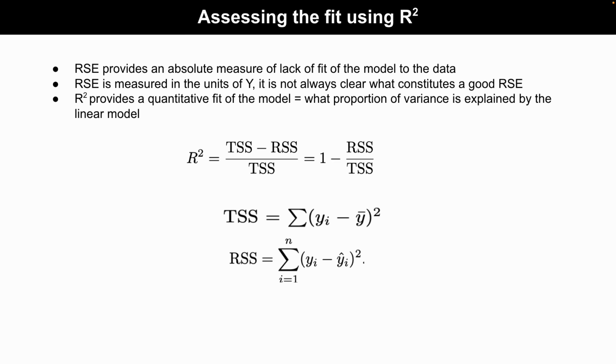If this value is 1, which essentially means your residual sum of squares is 0, it's an extremely perfect fit. Whereas if it is 0, which means your RSS by TSS is 1, your model is as good as a random fit line. It's not actually helping you explain any data at all.